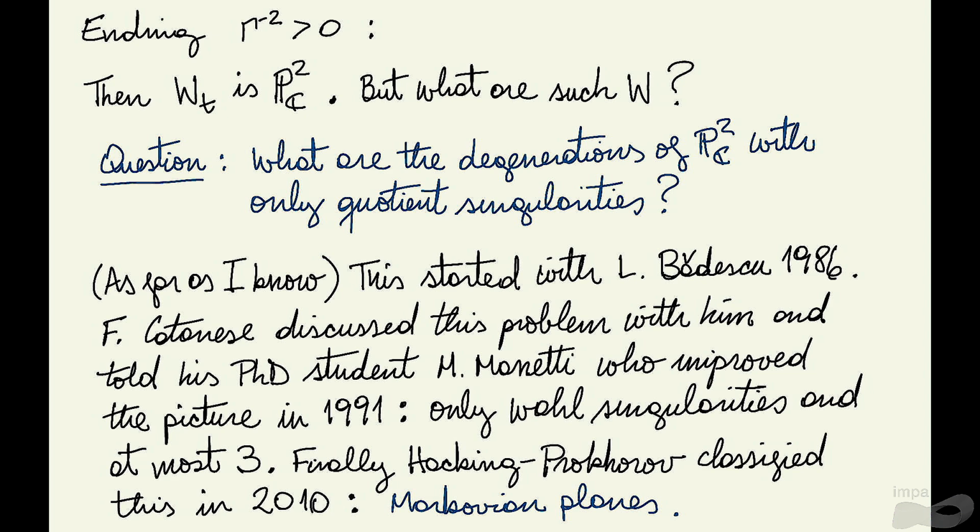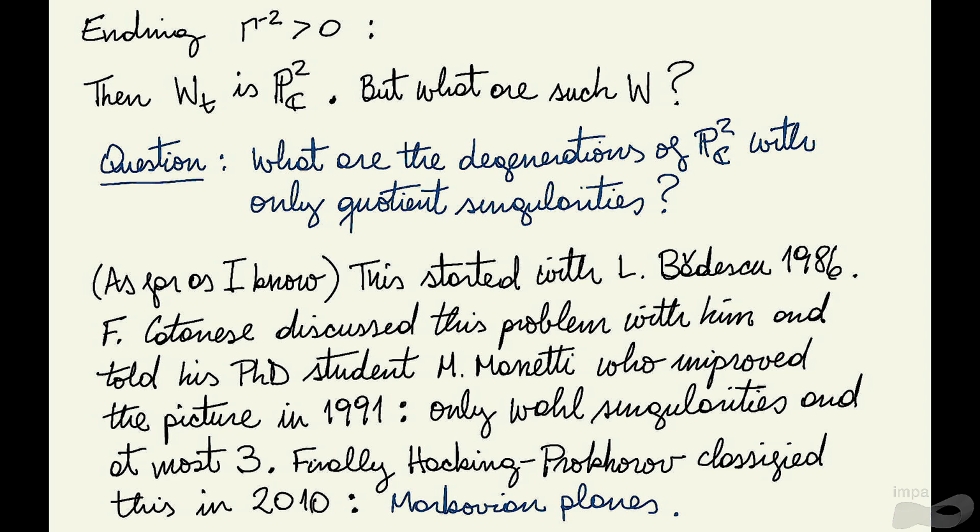And then, what are the possible W's? So maybe you can go further and ask this question: what are the degenerations of the complex projective plane with only quotient singularities? And you don't impose anything else, just quotient singularities. And then, as far as I know, this is the short history of that.